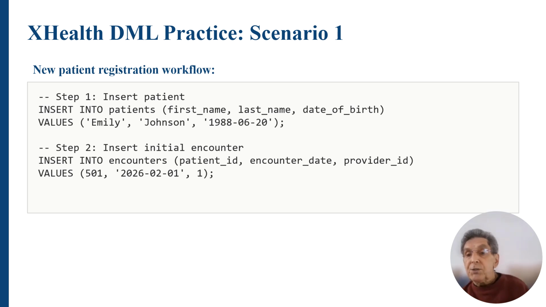In a real system, this insert would return the generated ID, and we'd capture that for use in subsequent statements. Step two creates the initial encounter. This links the new patient to a provider for their first visit. In practice, you'd use the patient ID returned from that first insert rather than hard coding 501. The encounter date is set to today's date, and we reference the provider who will see that patient.